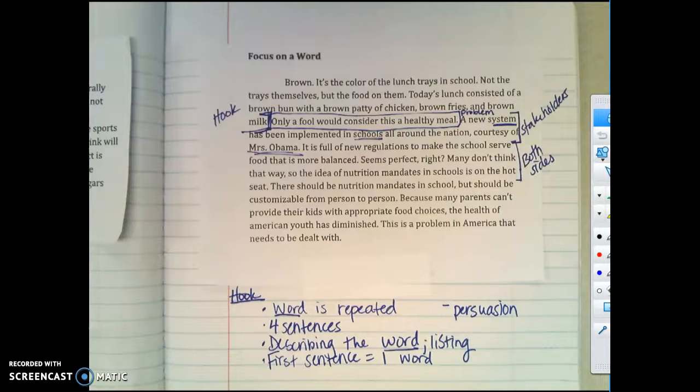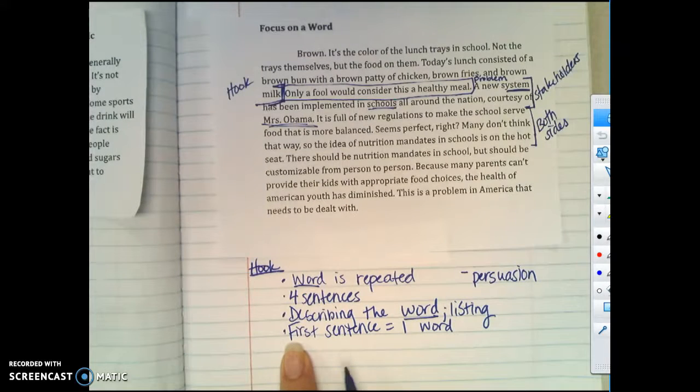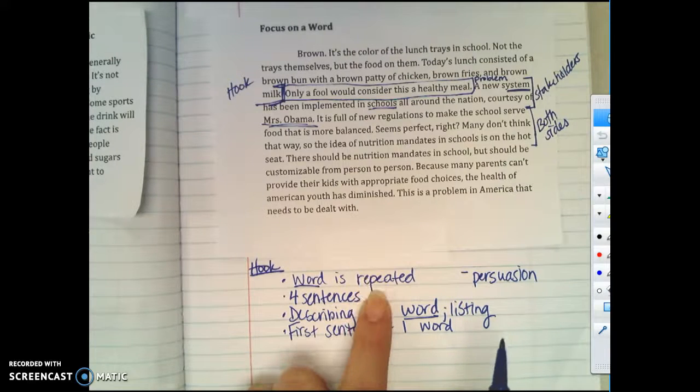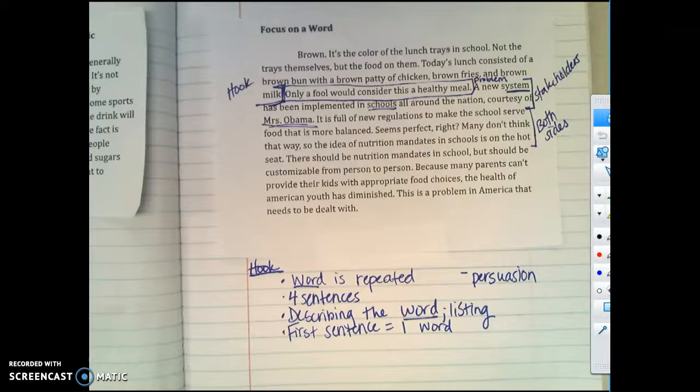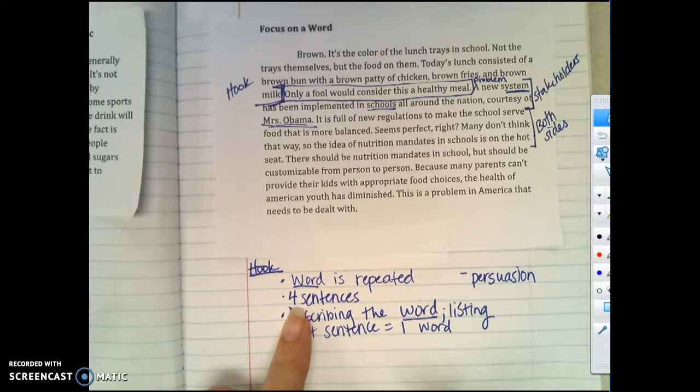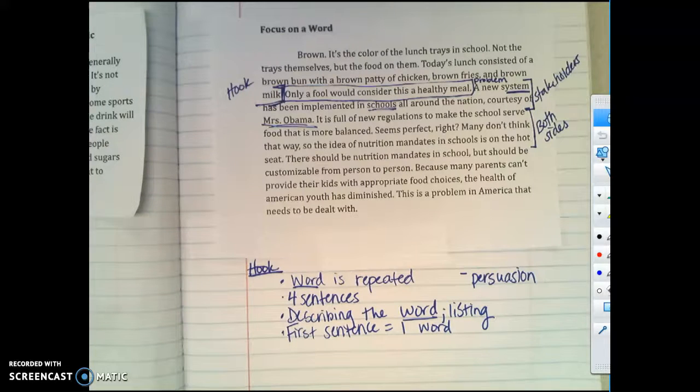Move over to focus on a word, and the title of it is what we're doing. So this says brown. It's the color of the lunch trays in school. Not the trays themselves, but the food on them. Today's lunch consisted of a brown bun with a brown patty of chicken, brown fries, and brown milk. So we notice that the first sentence is one word, and that one word is repeated over and over again. Brown bun, brown patty, brown fries, brown milk. This one was 4 sentences. Again, yours doesn't have to be 4 necessarily, but it needs to be at least 1.